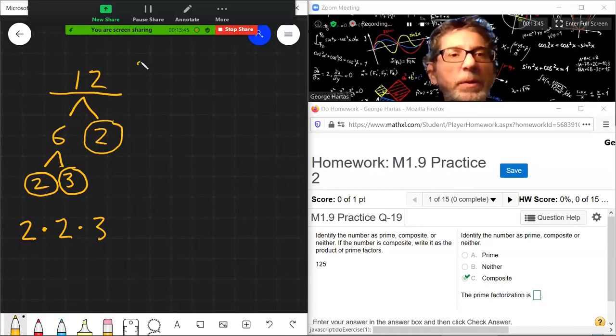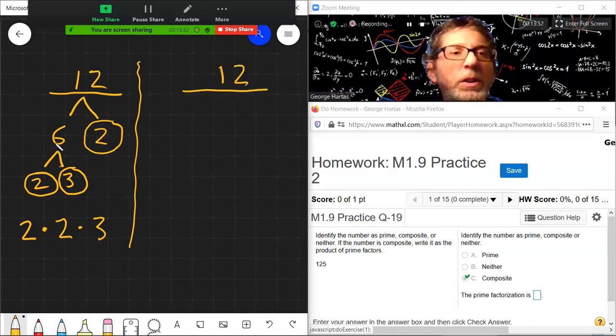Now, let's try something else since we're on that topic here. Let's pretend we didn't want to use 6 and 2, but we want to use 4 and 3.